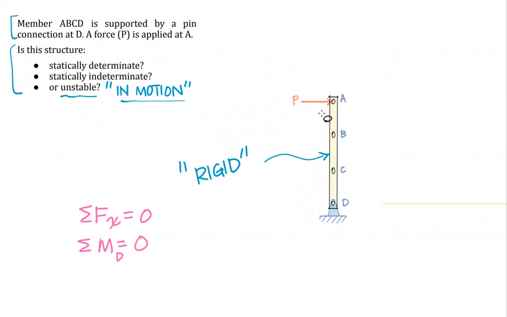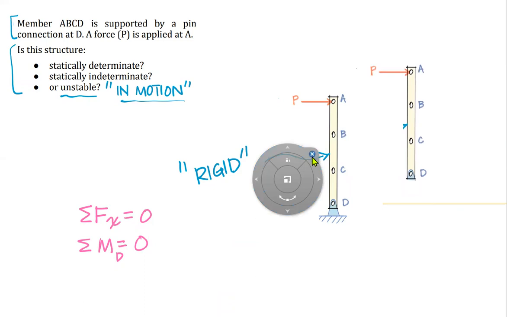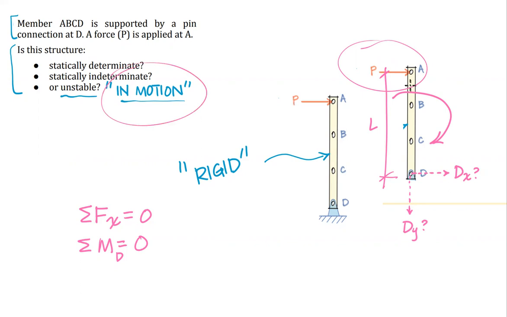Let's apply our basic rules for free body diagrams. We want to free our body from the support. Now down here at our pin at D, we could possibly get an x direction reaction and a y direction reaction, but we quickly see that there is absolutely no way to maintain static equilibrium, because this force P is offset by that distance L, and we do have rotation of our body. It is in motion, specifically, it is rotating.